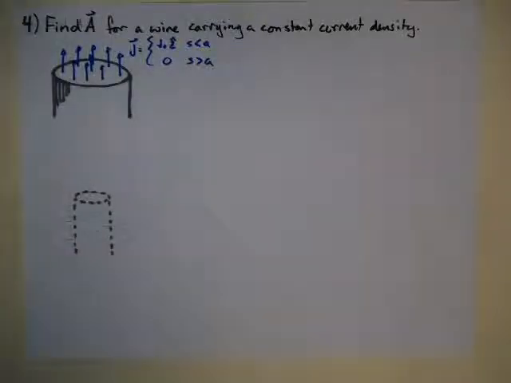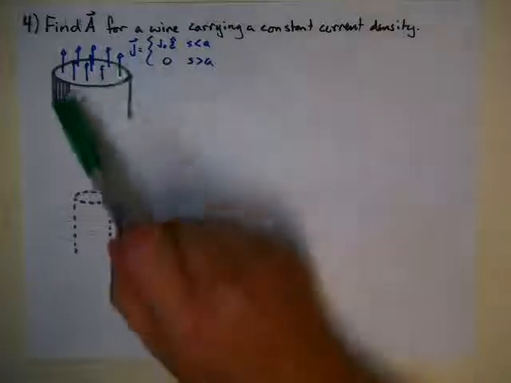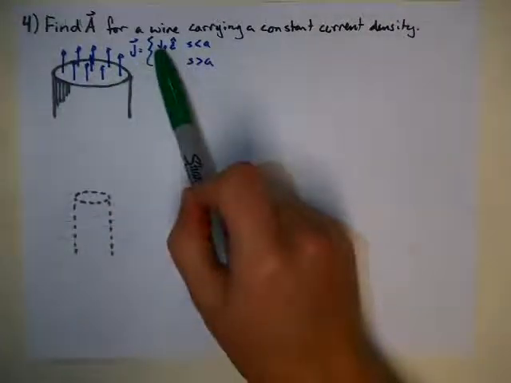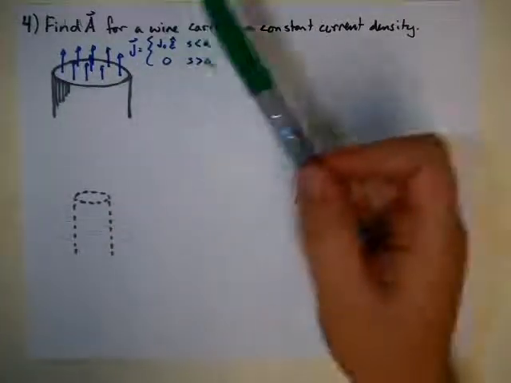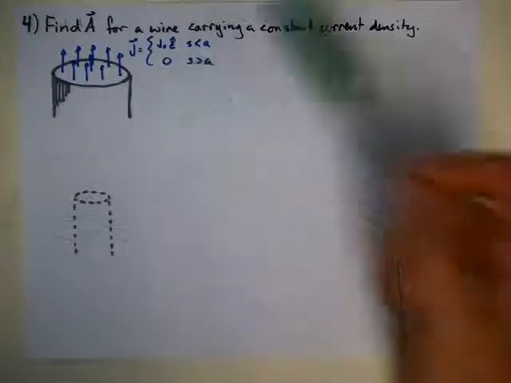Homework 5, problem 4. Find the vector potential A for a wire carrying a constant current density, where inside the wire you have a constant current density J naught, so for s less than a. Outside the wire, it's 0.